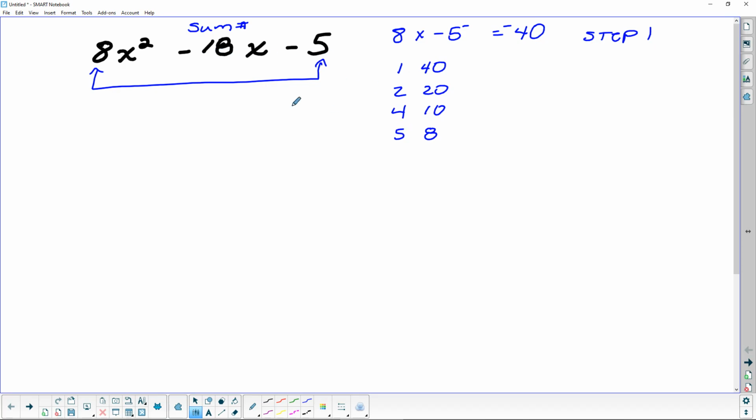Now they have to be opposite integers because it's negative. So one has to be positive, one has to be negative because this is negative. If this is positive, they both would be the same sign. So we're going to go with negative 20 and positive 2. So negative 20 and positive 2 adds to negative 18.